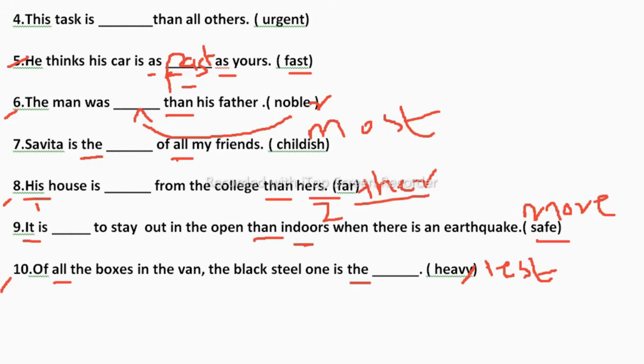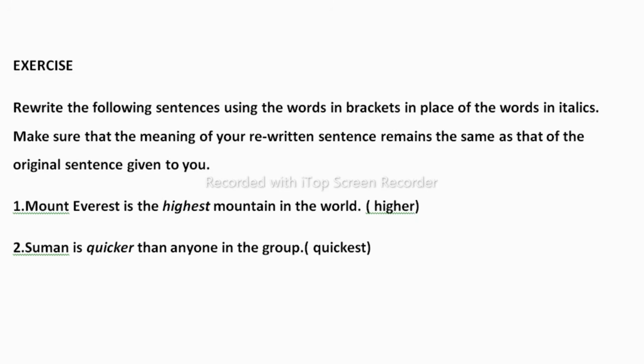Now let us see the next exercise. Now students, in this exercise you have to rewrite the following sentence. You have to write it again by using the word in the bracket in place of the word in italics. Make sure that the meaning of your rewritten sentence remains the same as that of the original sentence given to you. So if you are rewriting the sentence, the meaning should be the same. You cannot change the meaning. Suppose I want to say you like the word, he is rich.